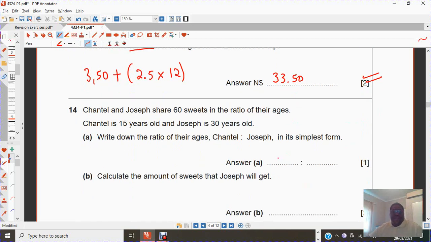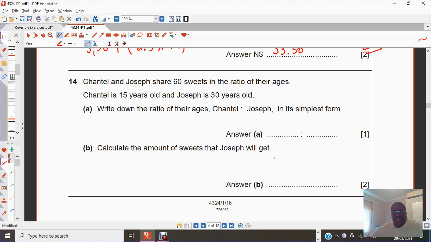Very important. Question 14. Chantel and Joseph share 60 sweets in the ratio of the ages. Chantel is 15, Joseph is 30. Write down the ratio of the ages in the simplest form. So Chantel is 15, so it has to be in that order. Joseph is 30. Well, you realize that if you were to simplify the ratio of the ages, it would just be 1:2, because you divide by 15 here and you divide by 15 there. Okay, so that's what I expect there. Straightforward, which is just 1 mark.